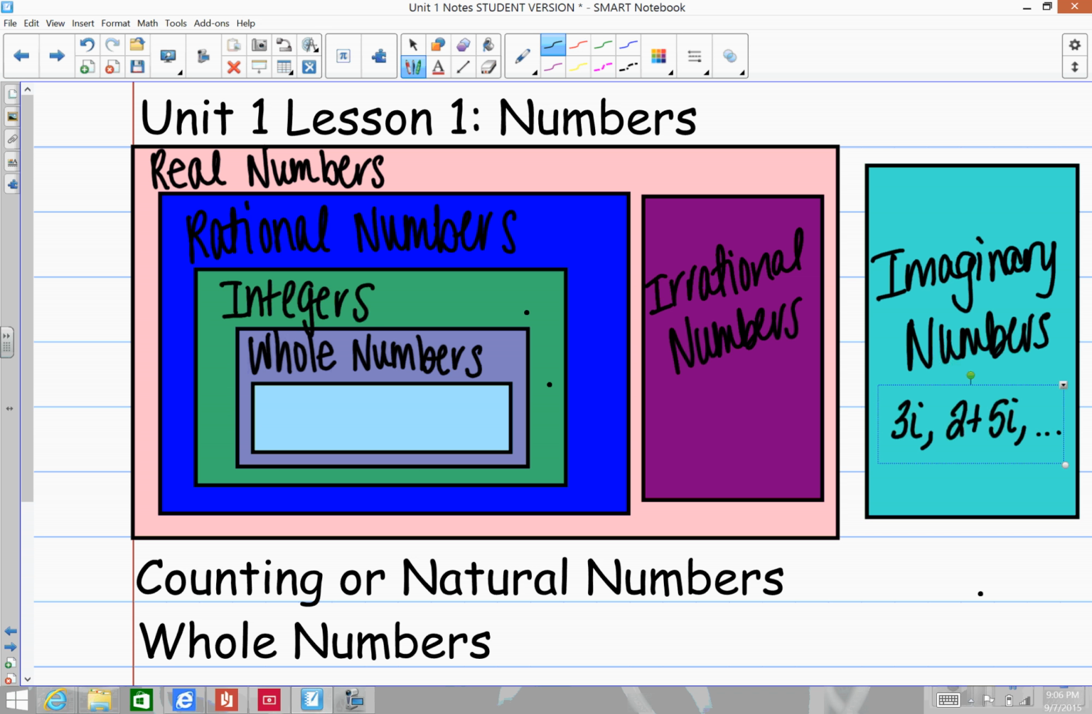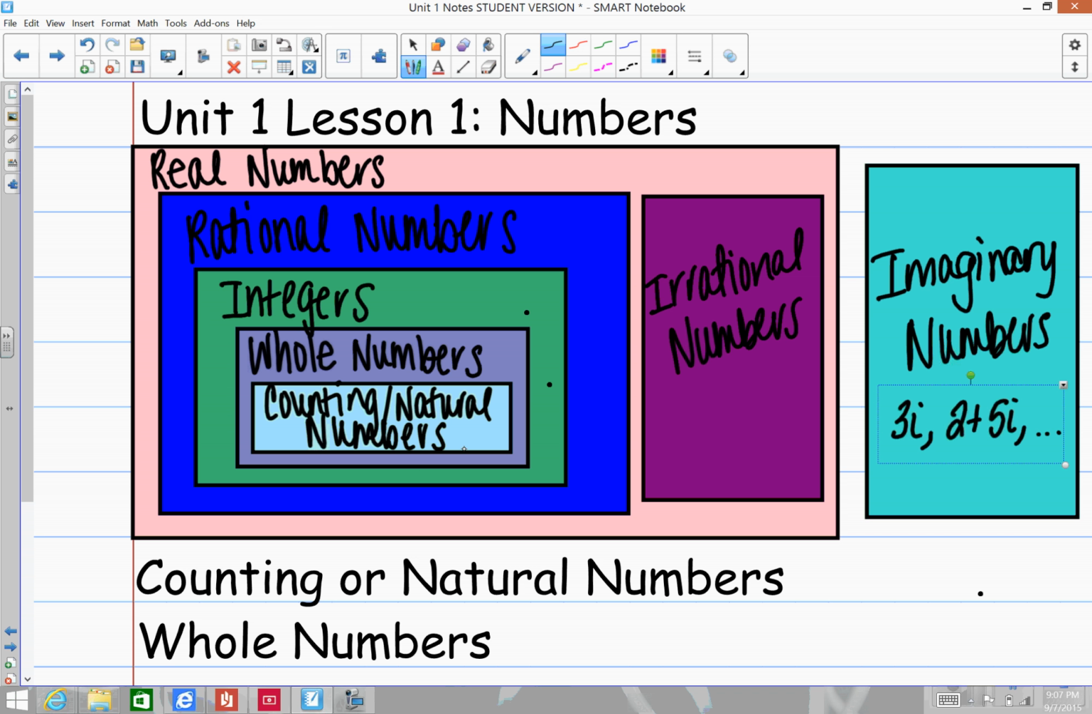The smallest category here is going to be the counting numbers, or sometimes called natural numbers. You can refer to these as natural. These numbers are going to start at 1. Basically, that's the smallest subgroup. If we're starting at 1 and going up to positive infinity, so 1, 2, 3, 4, 5, 6, 7, 8, 9, 10, not including any decimals, just going on forever, that's counting numbers.